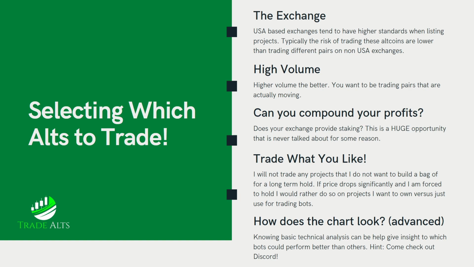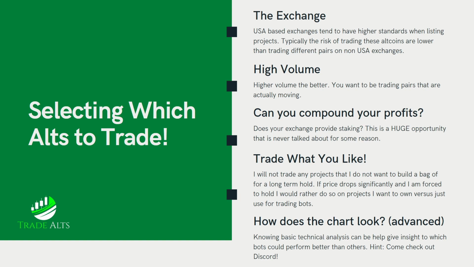So first, the exchange again. USA-based exchanges tend to have higher standards when listing projects. There's a lot more vetting that happens behind the scenes before the USA exchanges list their projects. So typically the risk of trading these altcoins is lower, I would say, than trading pairs on non-US exchanges, because if the pairs are listed on a non-US exchange, typically there aren't the rules and regulations that USA exchanges would have.